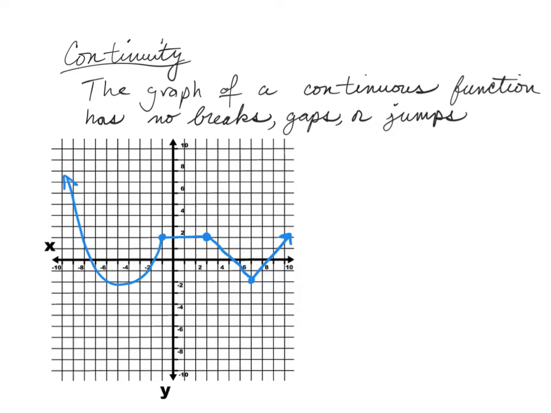Continuity. The graph of a continuous function has no breaks, gaps, or jumps. This is another way to say what was stated on the first slide, that you can trace the graph of a continuous function without lifting your pencil. Now we will take a look at what makes a function continuous using limits.